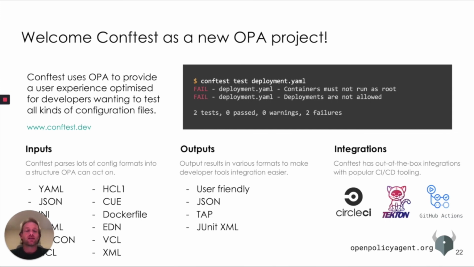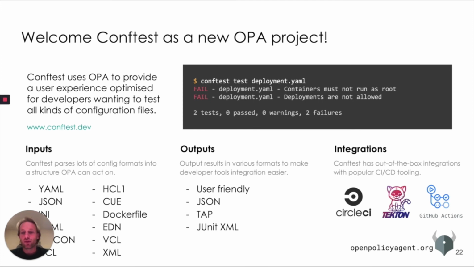The idea being that you can write OPA policies over really any structured data that, at least from OPA's point of view, looks like JSON. And so ConfTest really makes it easy to run OPA policies over configuration files, whether those configuration files are on your developer laptop or in a CI/CD pipeline or really anywhere.